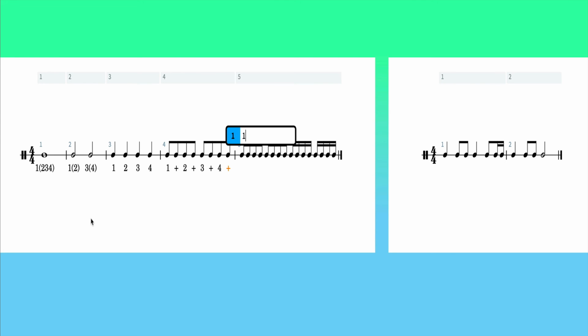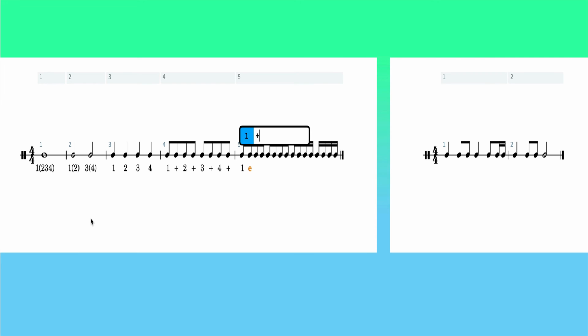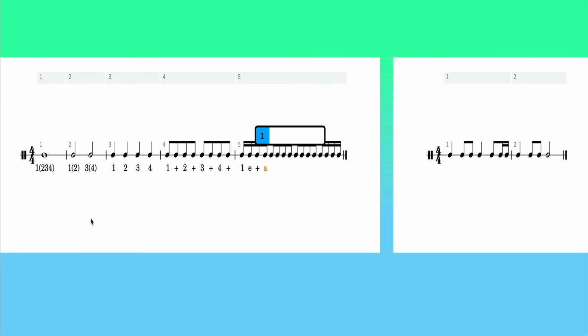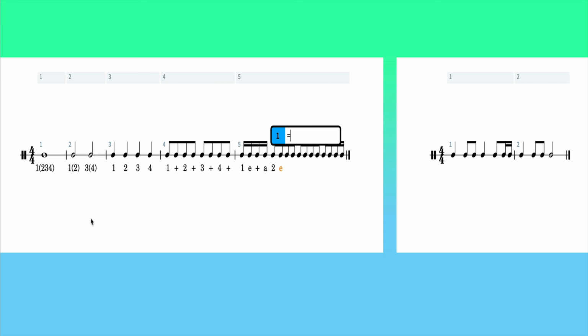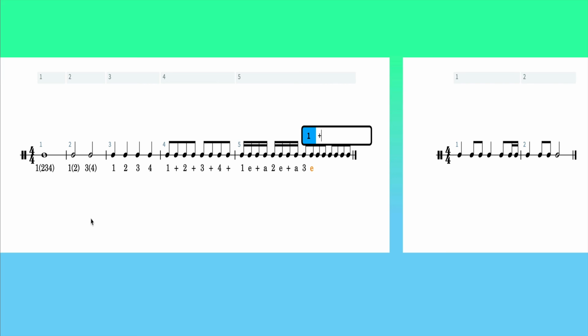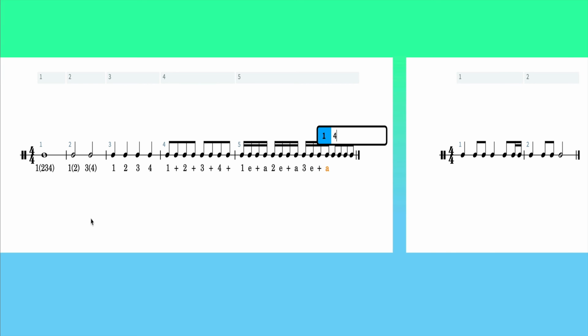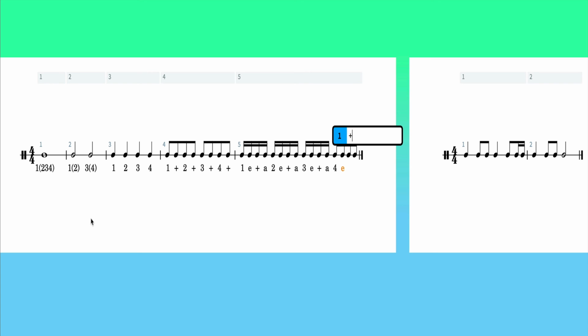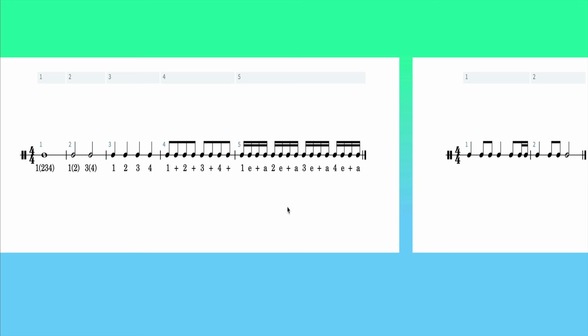So we have 1 e and 2 e and 3 e and 4 e and. Okay. So these are the divisions we're using for what's called simple meter. Simple meter means that we have just a straight note value. It's not dotted, and it's divided by 2 or 4 or 8, multiples of 2.